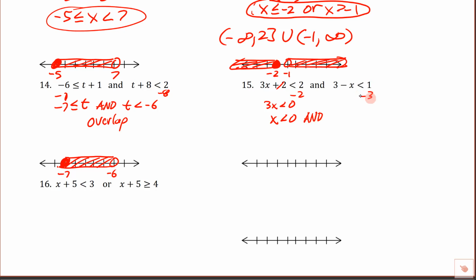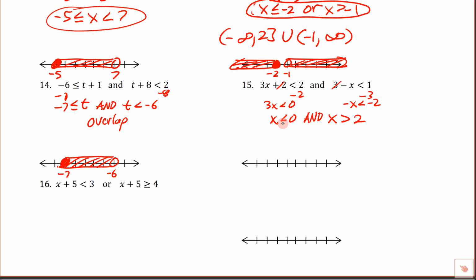On this one, we're going to subtract 3. So we get -x less than -2. Subtracting, remember, doesn't change the direction of the inequality, but if we multiply both sides by a negative, that would, and that would give us the positive x, and we would have a 2 right here. And again, we flip the direction of the inequality.